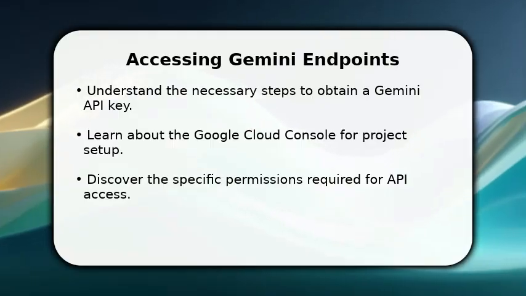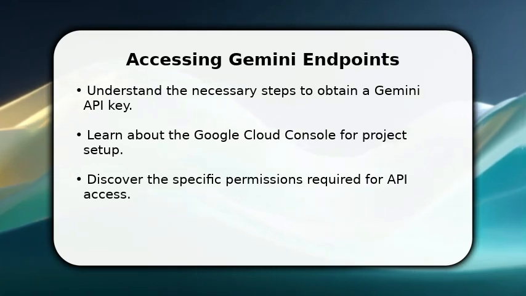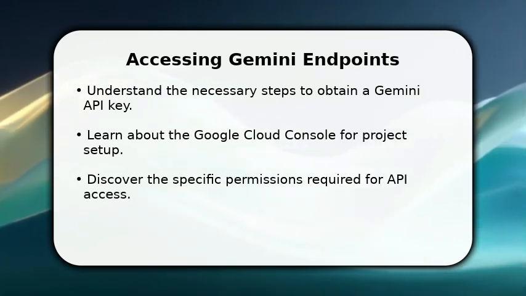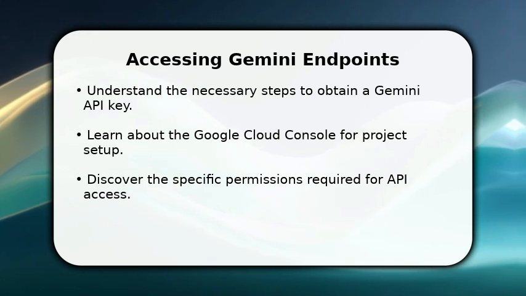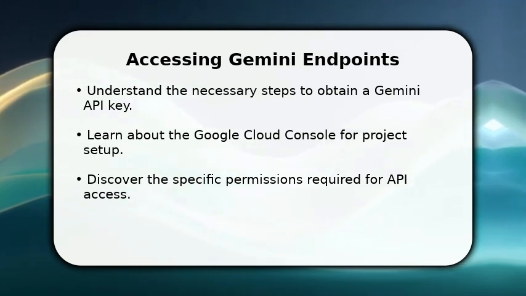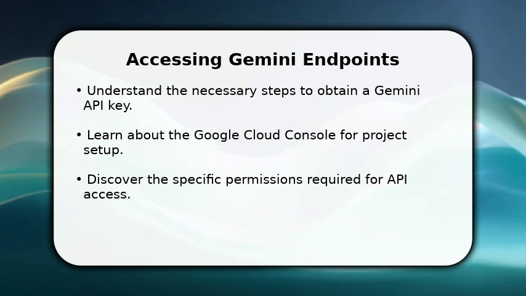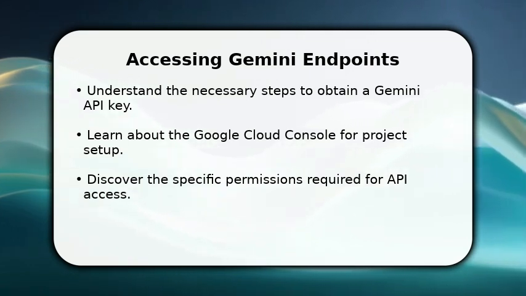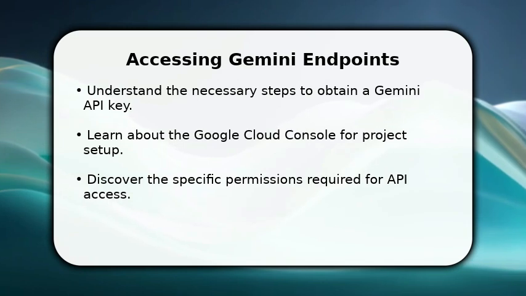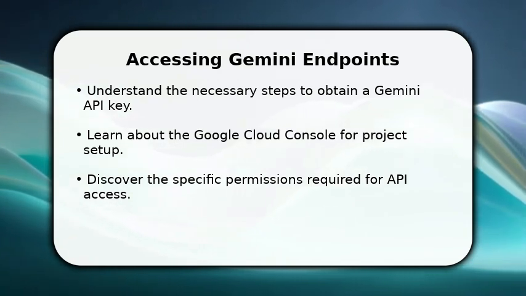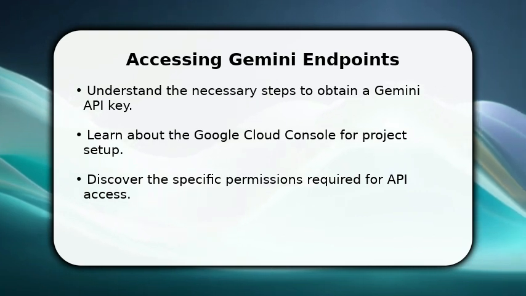In this video, I will explain how to get a Gemini Endpoint. First, you'll need to navigate to the Google Cloud Console and create a new project. This project will serve as the foundation for all your Gemini API interactions. Ensure you have billing enabled, as API usage often incurs small costs.